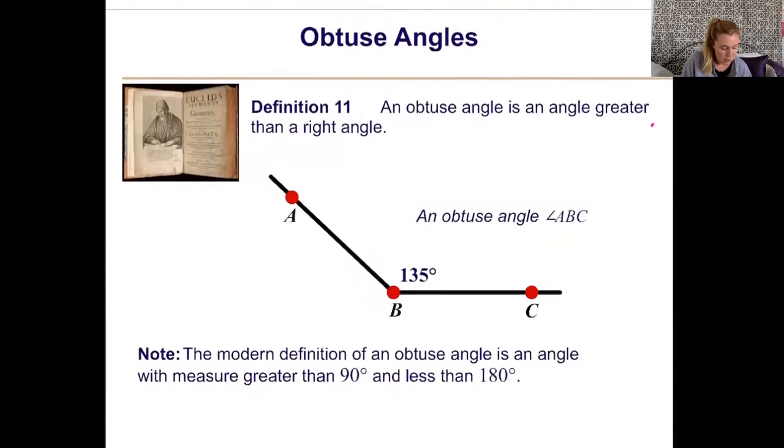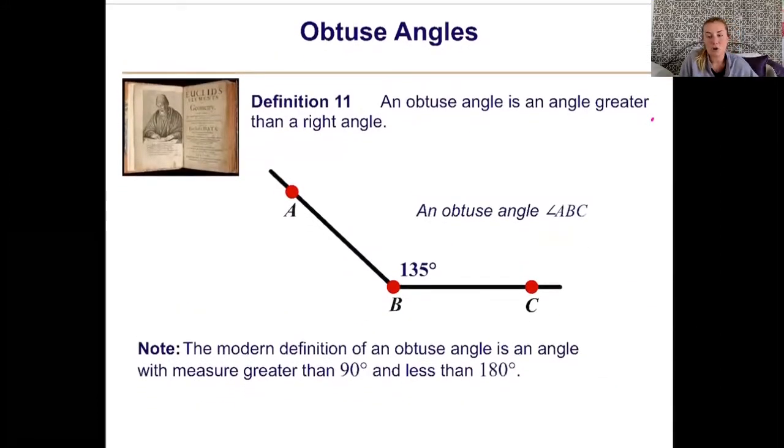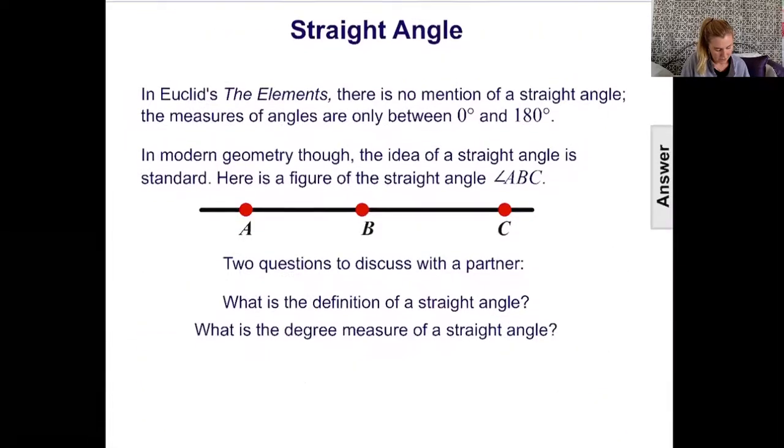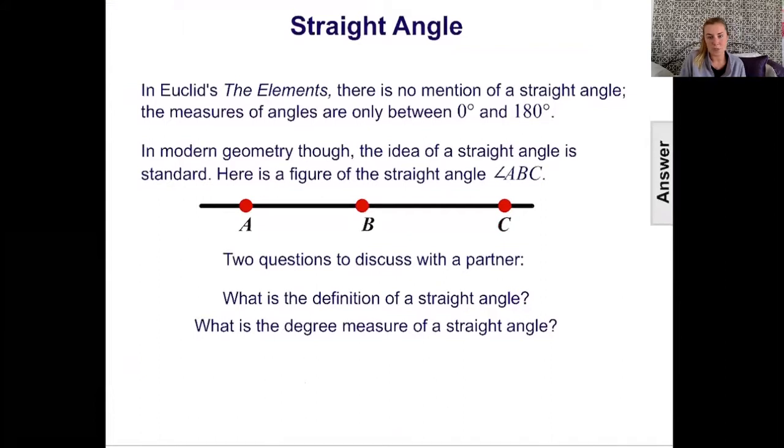Obtuse angles are anything that is larger than 90 but smaller than 180. Acute angles are anything that is larger than 0 but smaller than 90. And a straight angle, this may have been a new term for you, is exactly 180 degrees.